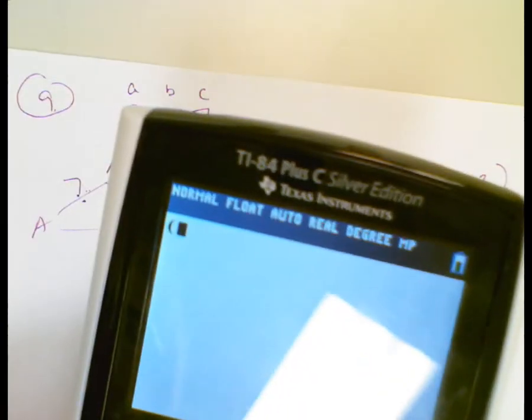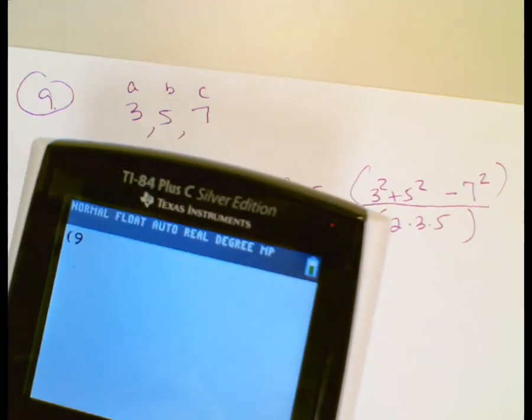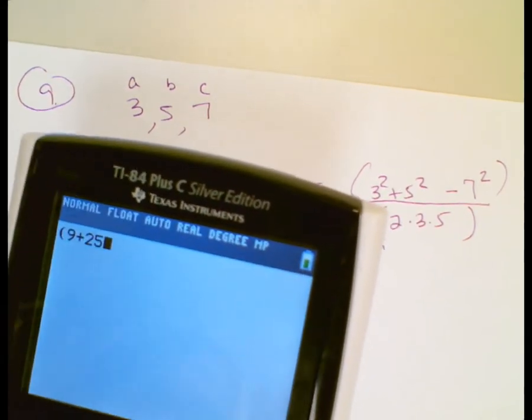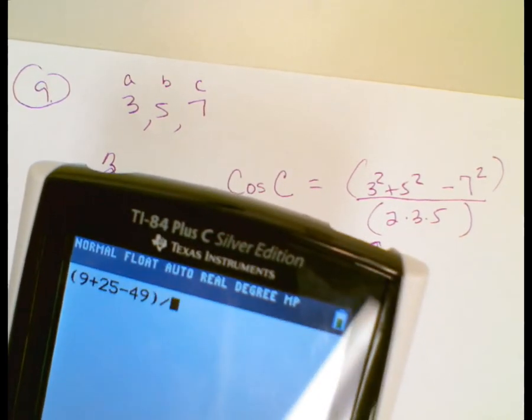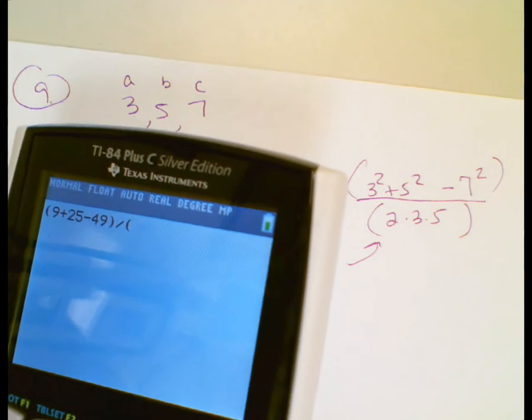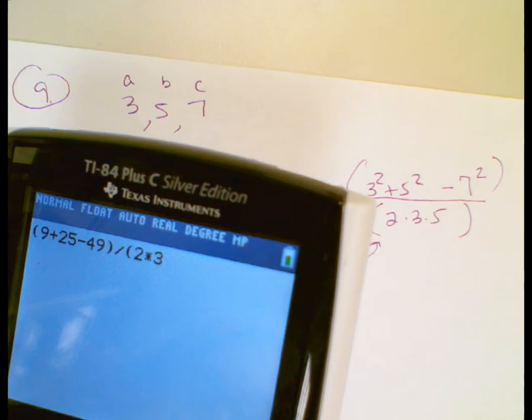So let's do it. Clear this out. We got parentheses. Sometimes I don't like to type in 3 squared, so I'll just do 9 because I'm lazy. I'll do 9 plus 25 minus 49. Just saves me time. Divided by parentheses. And then 2 times 3 times 5. You could do 2 times 3 times 5, or you could just do divided by 30.